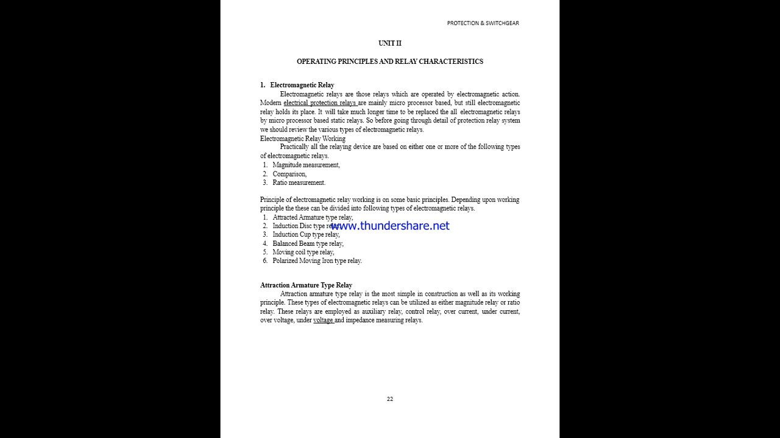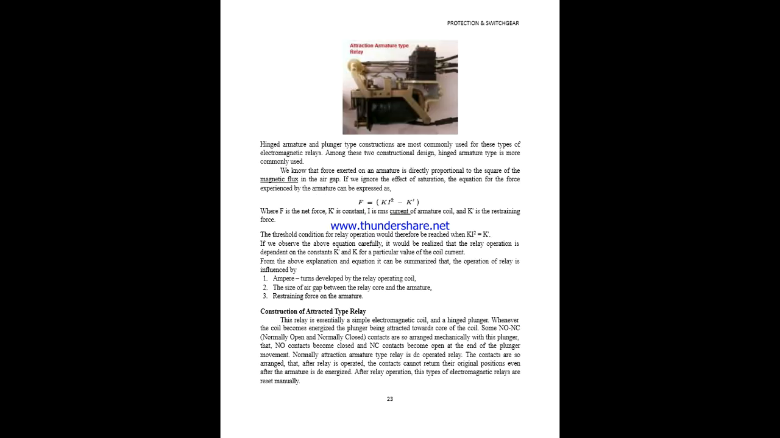Actually, this is the simplest one in construction as well as principle. These types of electromagnetic relays can be utilized as either magnitude relay or ratio relay. These relays are employed as auxiliary relay, control relay, overcurrent, undercurrent, overvoltage, undervoltage, and impedance measuring relays. Looking at this device, we can see the hinged armature and plunger type constructions are the most commonly used for these types of relays. Among the two constructional designs, the hinged armature type is more common.